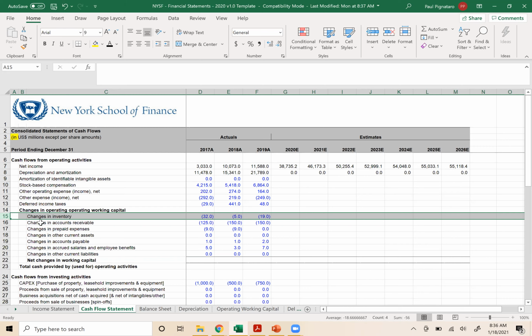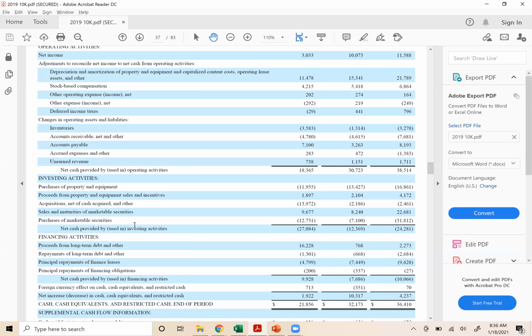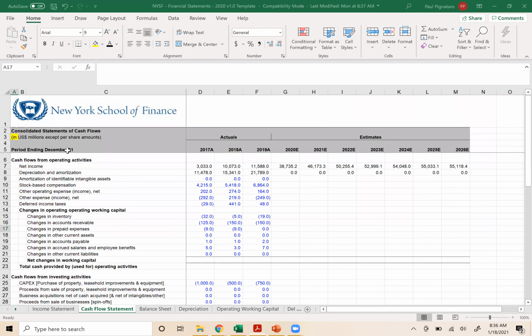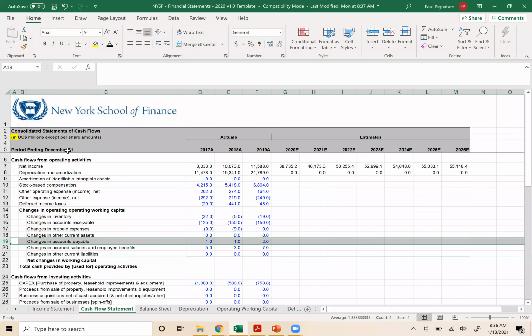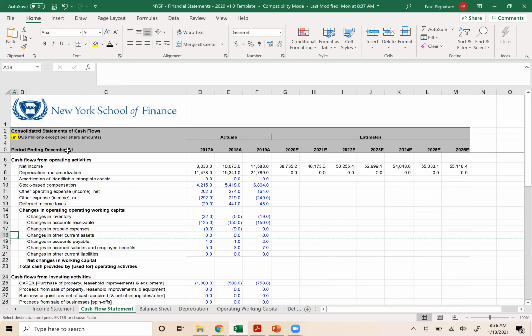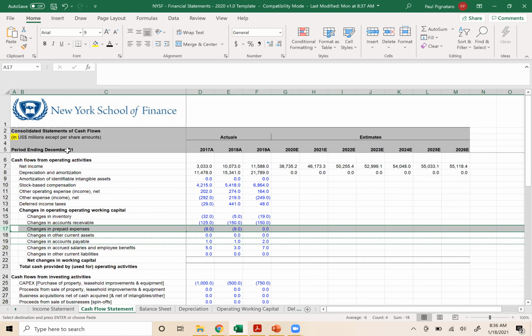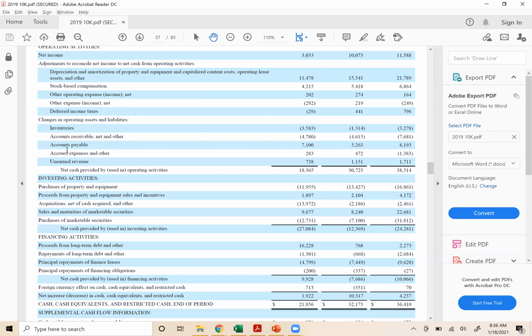Changes in inventory. Accounts receivable. Okay, accounts payable. Let's put accounts payable there. Once again, I'm going to do a swap. Control X, go up to right underneath accounts receivable, shift spacebar, Control Shift plus. There it is, accounts payable.